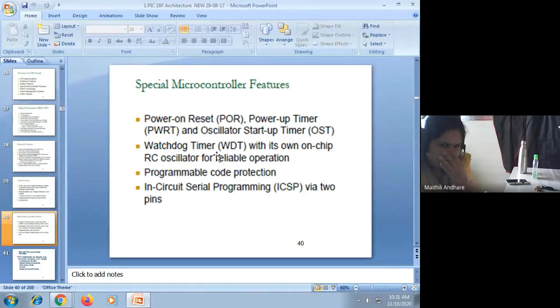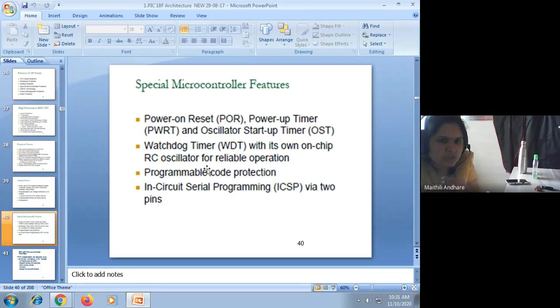And the most important thing is that the watchdog timer is available. Very, very important thing. It continuously keeps watching the microcontroller operation. So when the microcontroller goes into an infinite loop, the watchdog timer will monitor the action of that microcontroller. So that is the most important timer associated with the PIC microcontroller, which is not available with the 8051 microcontroller.